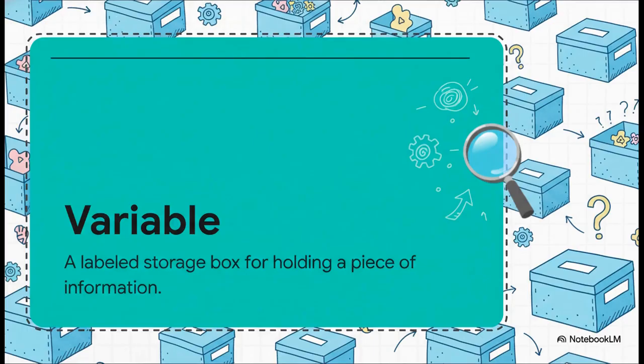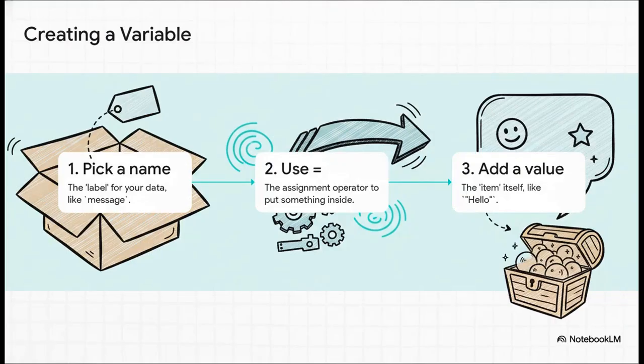It's really just a three-step dance. First, you pick a name for your box. That's the label. So here we'll use message. Second, you use the equal sign. Think of this as the put this in the box command. And third, you give it the actual item, the value. In this case, it's the text hello. And boom, just like that, you've stored a piece of information.